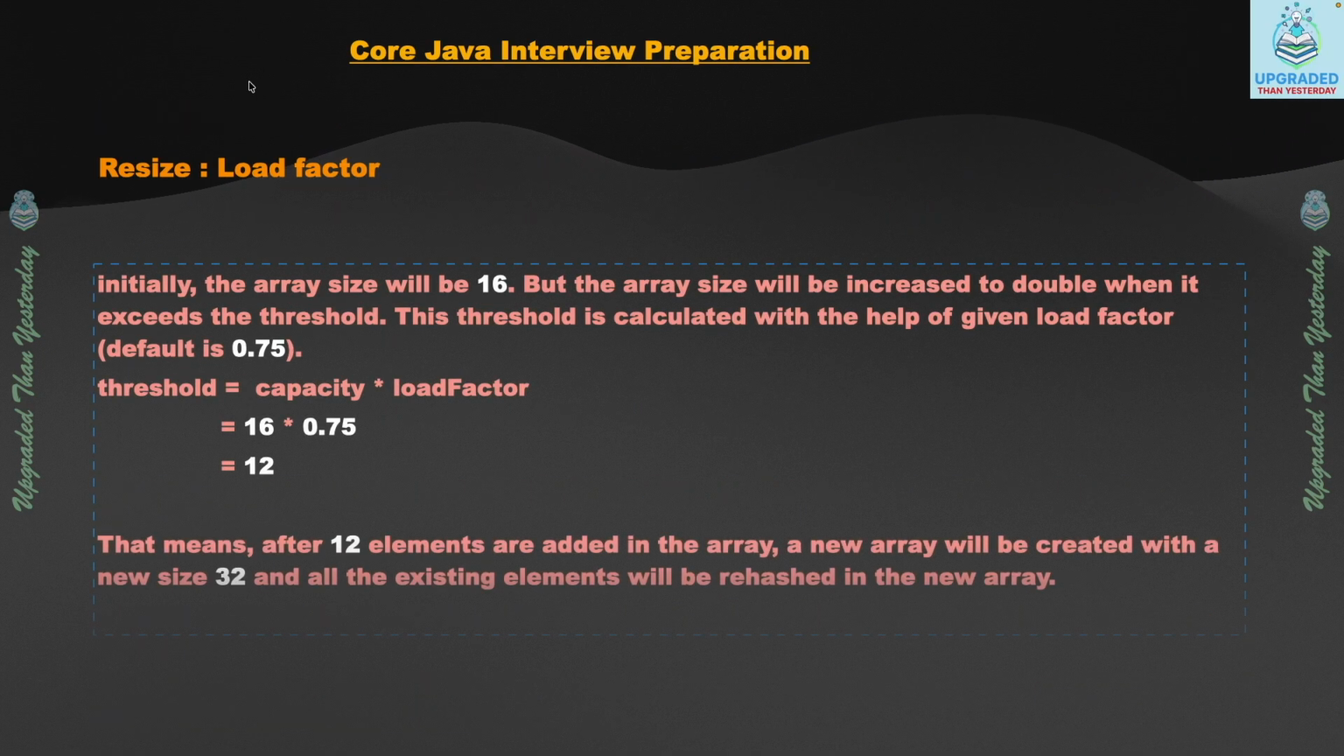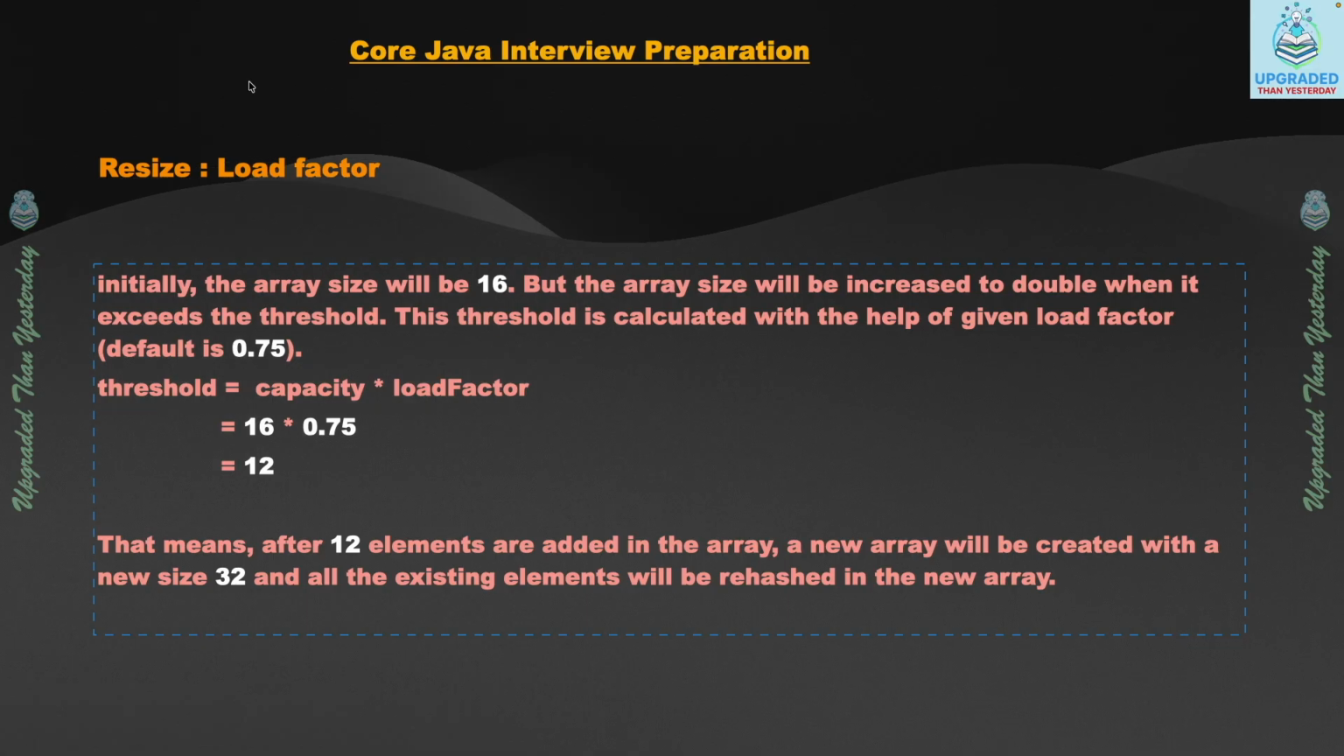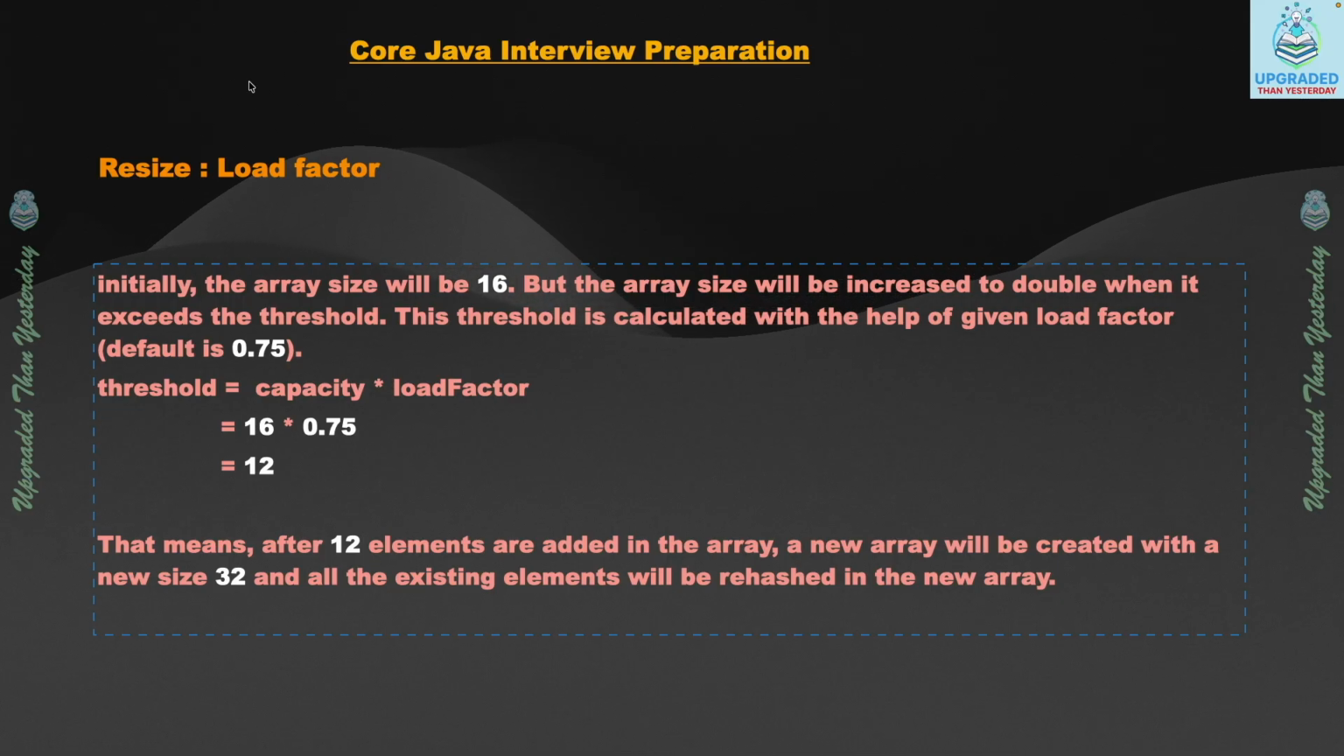Load factor. Initially the array size will be 16, but the array size will be increased to double when it exceeds the threshold. This threshold is calculated with the help of the given load factor. The default value is 0.75. So the equation is threshold is equal to capacity multiplied by load factor. Here the default capacity is initially 16, multiplied by the load factor 0.75. So we are getting threshold as 12.